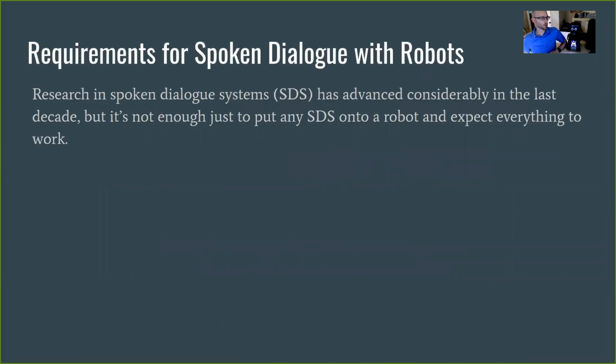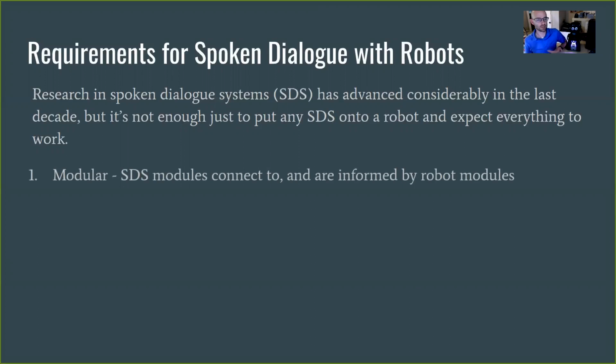First, I want to talk about the requirements. Research in spoken dialogue system has advanced considerably in the last decade, but it's not enough just to put any spoken dialogue system onto a robot and expect everything to work. And these are the following requirements that make it harder. One is it needs to be modular. End-to-end dialogue is great, but SDS modules need to connect to and be informed by robot modules.